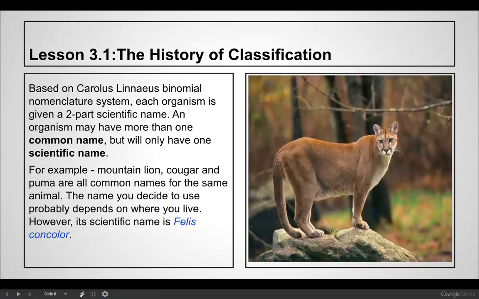So based on Carolus Linnaeus's binomial nomenclature system, each organism is given a two-part name. An organism may have more than one common name, but only one particular scientific name. So if you look at the picture there, that thing is named lots of different things. It's a mountain lion, it's a cougar, it's a puma. The name you decide to use probably depends on where you live. However, its scientific name, there's only one name, Felis concolor.